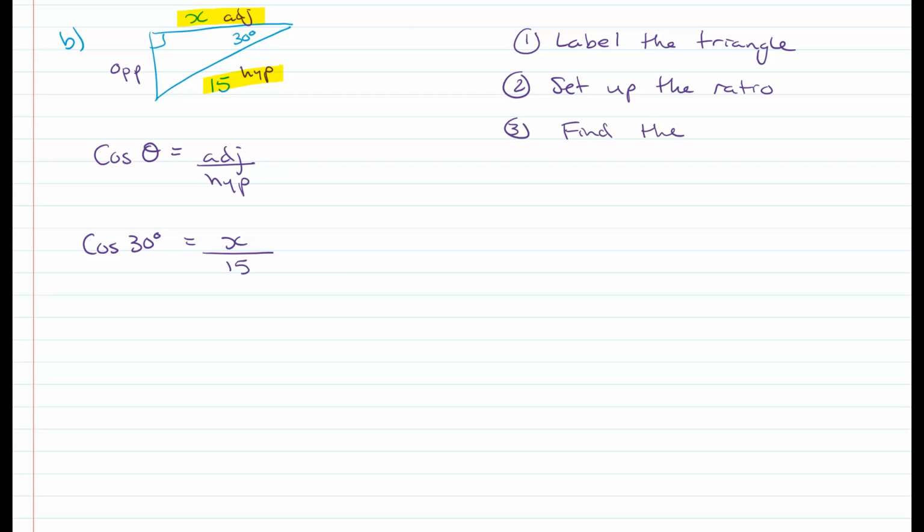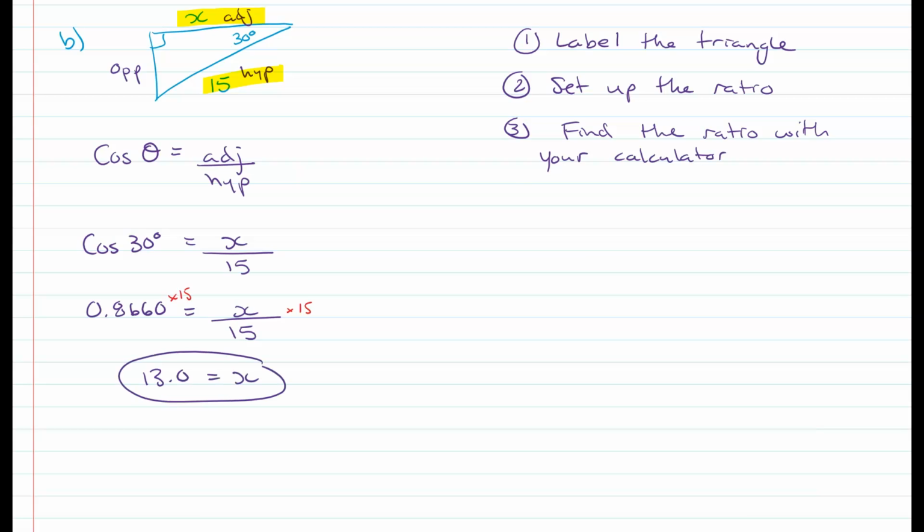I'm going to find the ratio using my calculator. So I'm going to punch the cos button, 30 degrees, I get 0.8660 equals x divided by 15. I want to get rid of the fraction. Times by 15, times by 15. And then I'm left with 13.0 equals x. And there's no coefficient of x, so there's no more division. I forgot to write that that's step 4. Algebra!